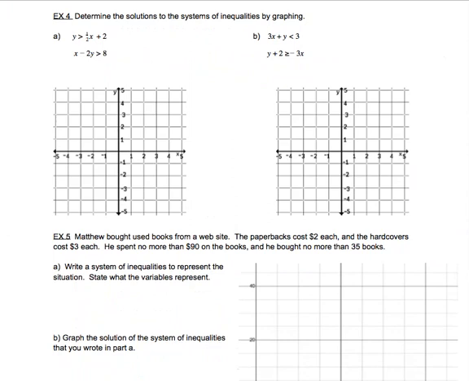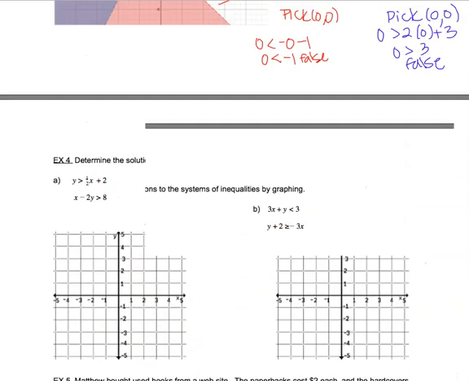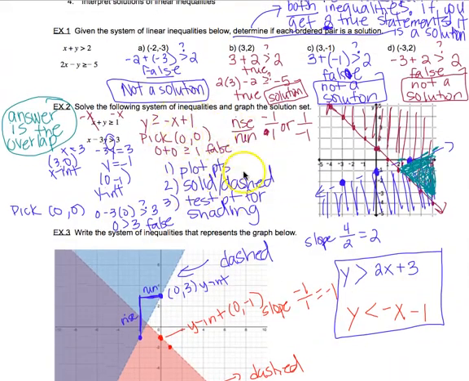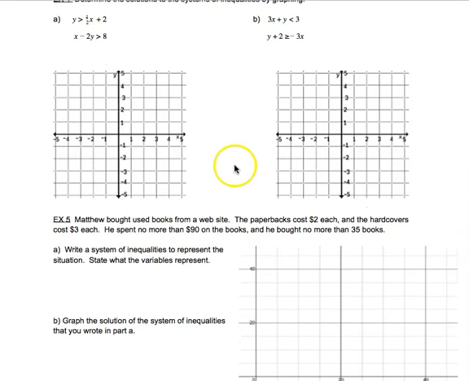All right, so determine the solutions to the systems of inequalities by graphing. So this is very similar to what we had in example 2. So we're going to graph these. Notice that this guy is already in slope-intercept form for us. So I can see just by looking at it, okay, my slope is 1/2, that's my m. This is my b at 2. So y-intercept at 2, slope of 1/2, up 1, right 2, up 1, right 2, or down 1, left 2, down 1, left 2.